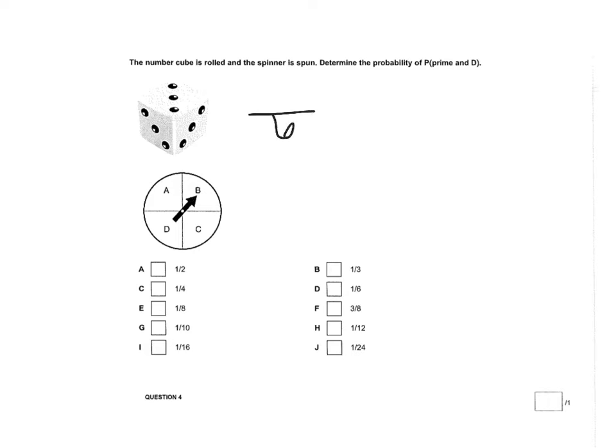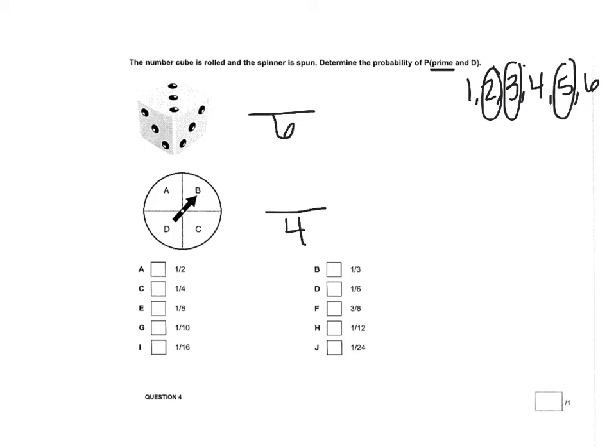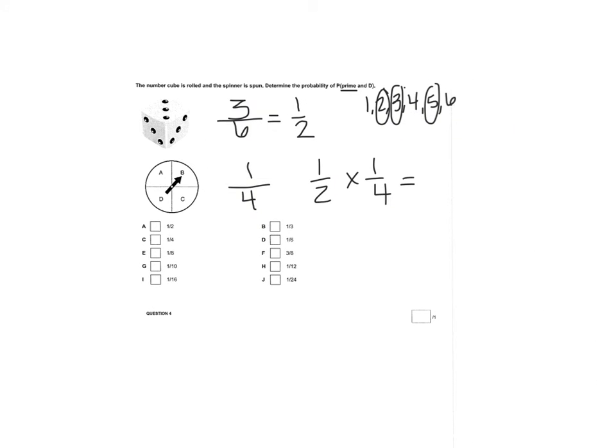Okay, again, out of 6, out of 4. And the probability of a prime number. So I messed this up earlier, but 1, 2, 3, 4, 5, and 6. So our prime numbers are going to be 2, 3, and 5. 1 does not count. So that would be 3 out of 6, or 1/2. And landing on D, again, would be 1/4. So 1/2 times 1/4.